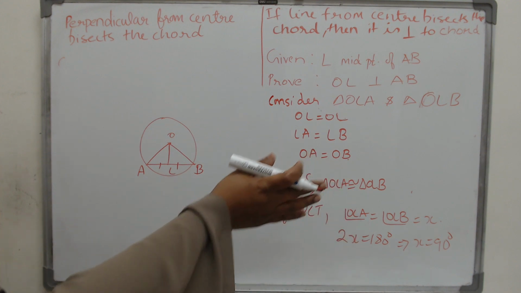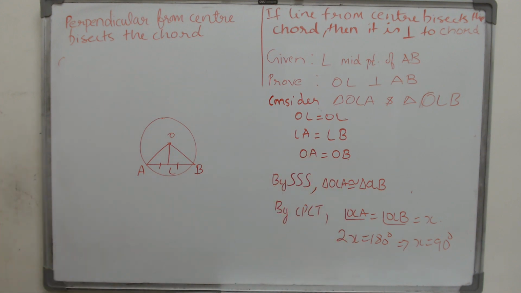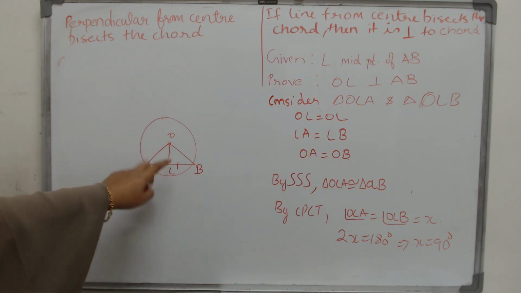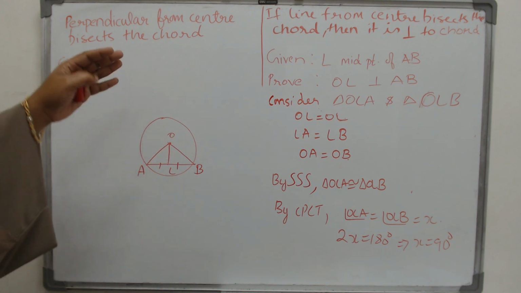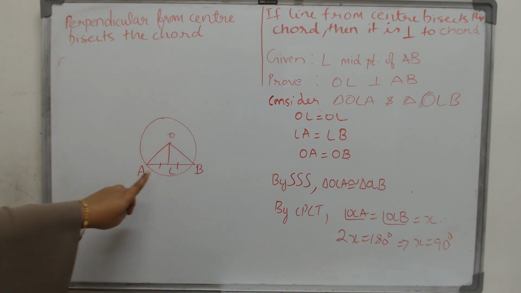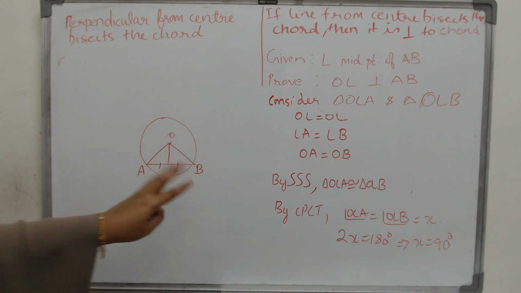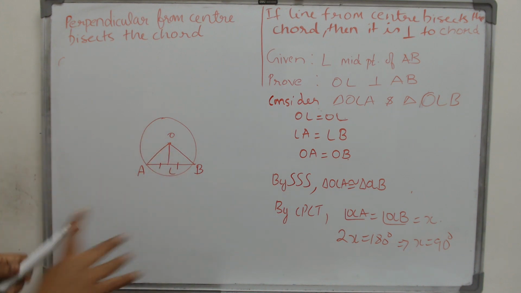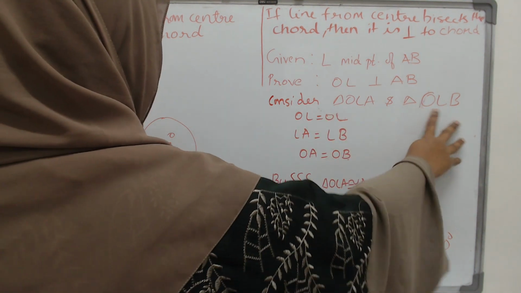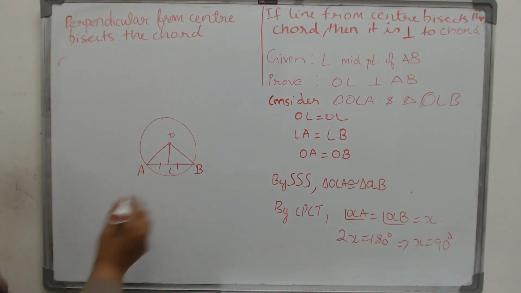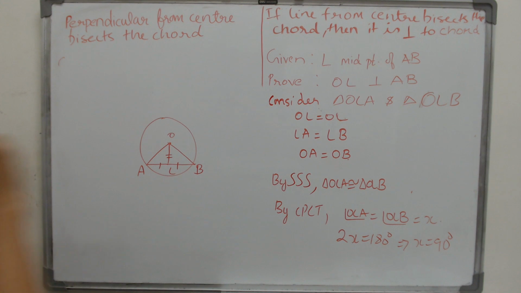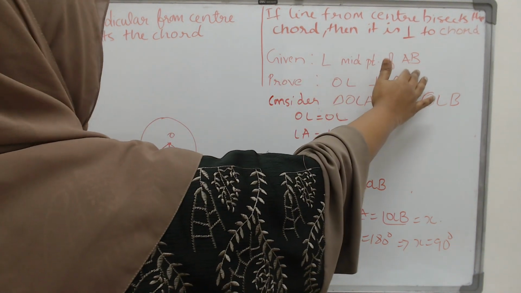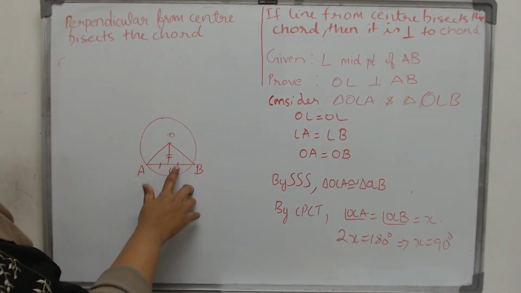Now we move on to the second theorem. What do you have here? You have that L is the midpoint. Now you have to prove that it is perpendicular. Consider the same two triangles, OLA and OLB. Remember, please keep the order. The first two, OL, OL, same. Why? Because it is the common side, and LA is equal to LB. Why? Because it is given that L is the midpoint. So these two are same.